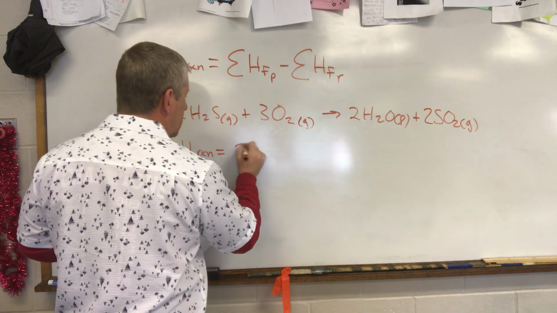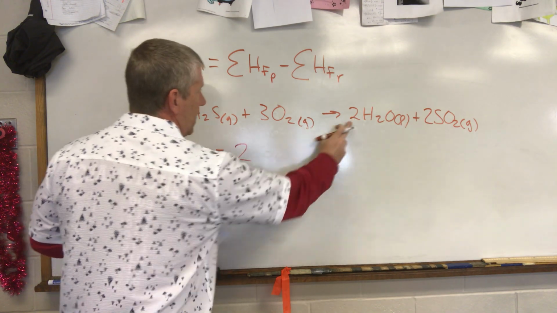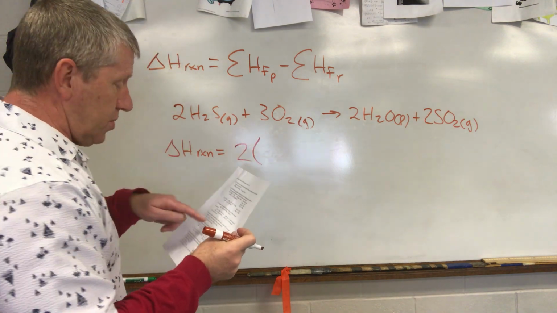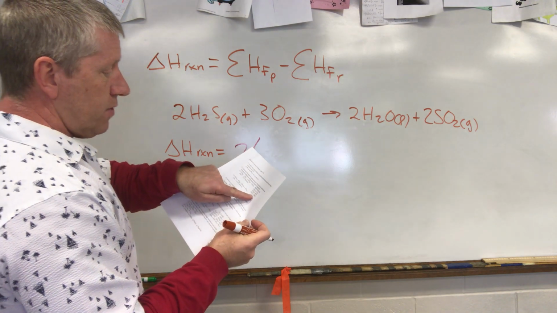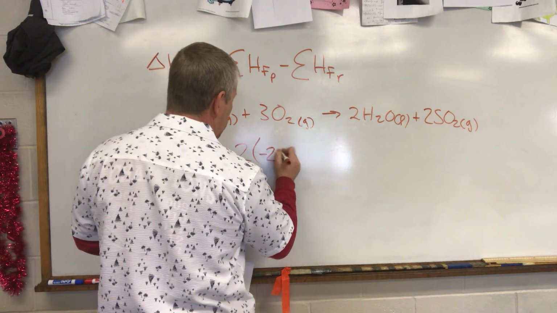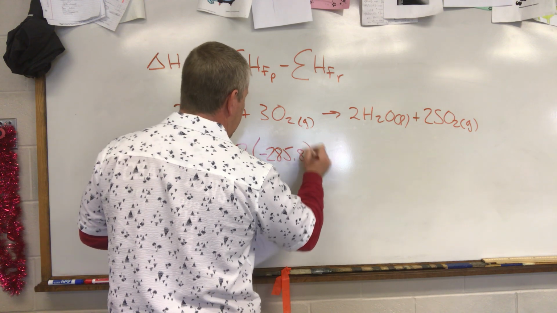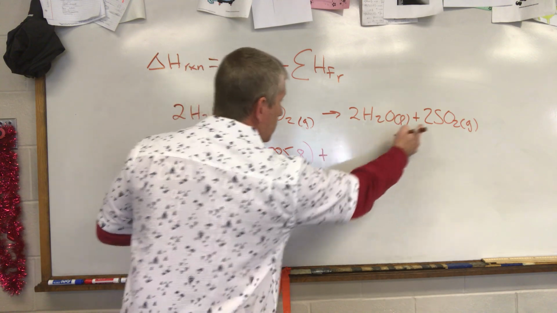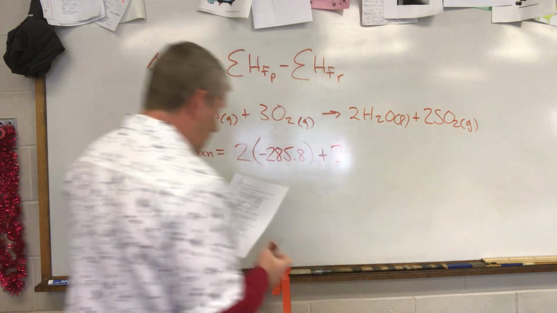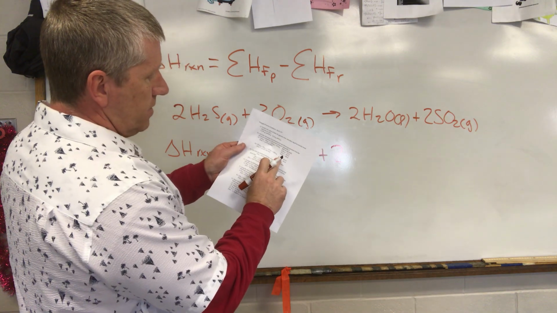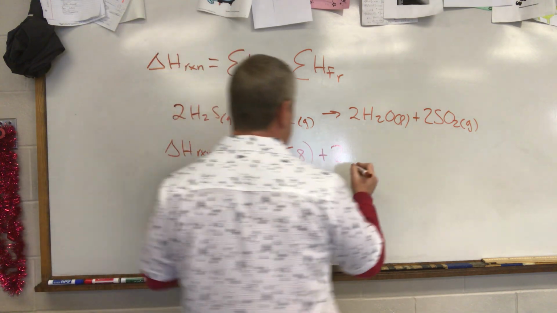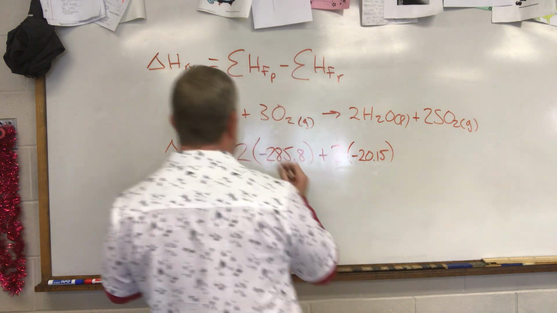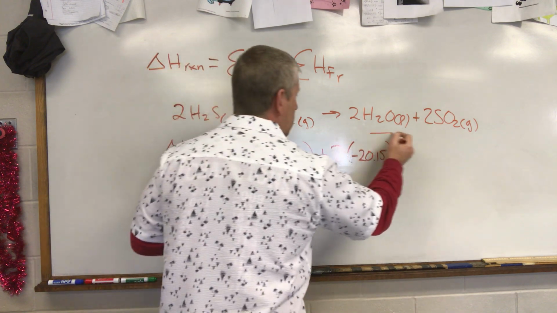But remember, don't forget these coefficients. You're going to multiply those coefficients. So we've got the water vapor, sorry, not the water vapor, liquid water which is produced. Liquid water was given in the last problem. We gave that as negative 285.8. So 2 times that plus 2 sulfur dioxides. All right, sulfur dioxide is given here as negative 20.15. Not a big number, negative 20.15, but there are 2 of them. All right, now this whole thing gets added.